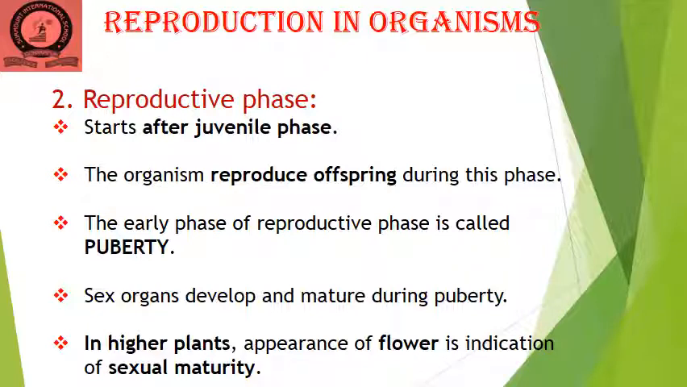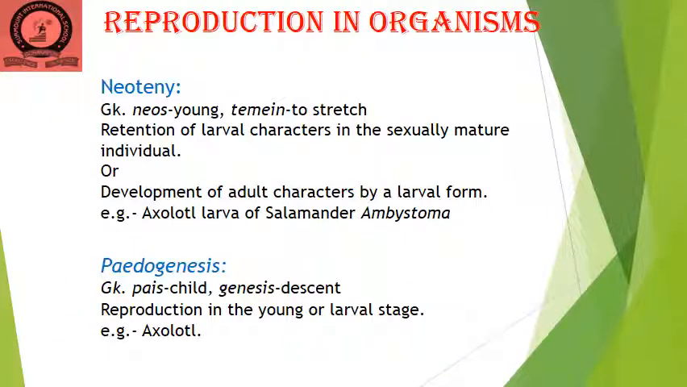Next phase of life, reproductive phase. It starts after juvenile phase. The organism reproduces offspring during this phase. The early time period of reproductive phase is called puberty. Sex organs develop and mature during puberty. In higher plants, appearance of flower is indication of sexual maturity.